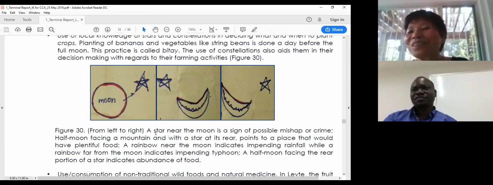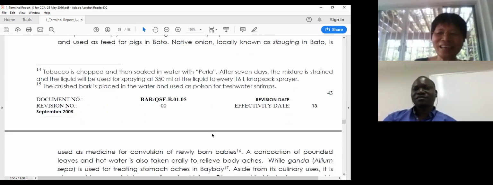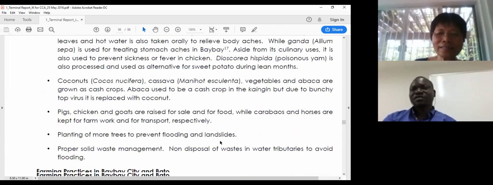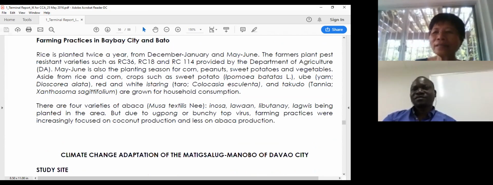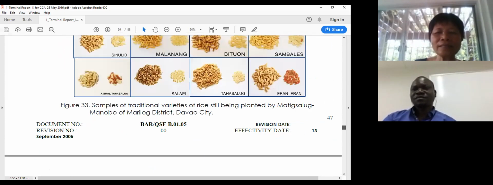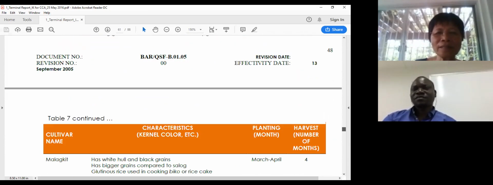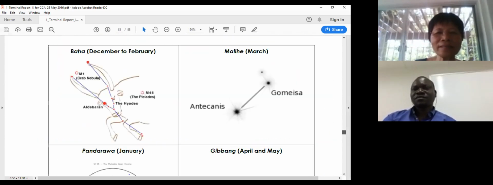And this is their own drawing. We captured it. Okay? I guess that's about it. Farming practice in Baybay. All right. Let's see. These are again some of the things that they use. See, these are for planting rice and corn. All right. They also look at stars.